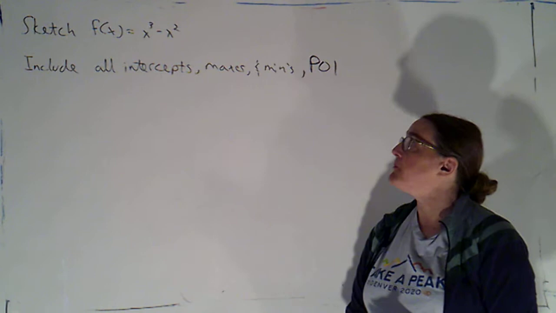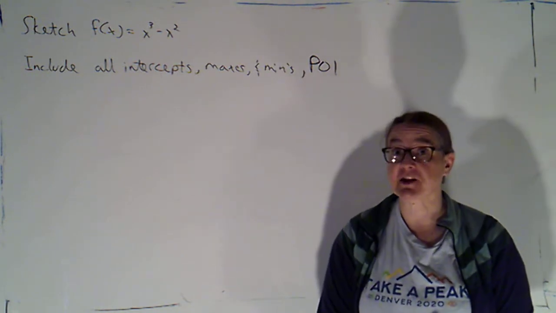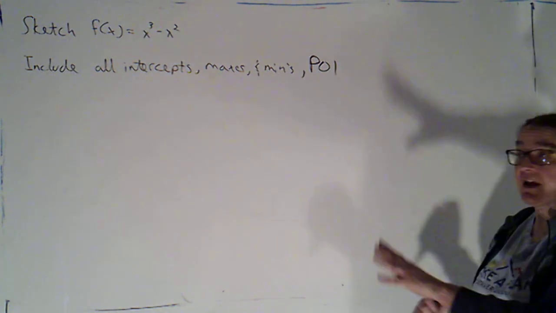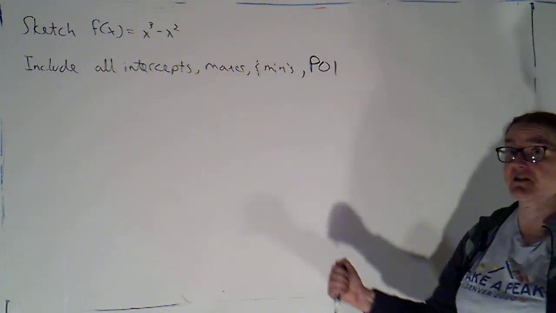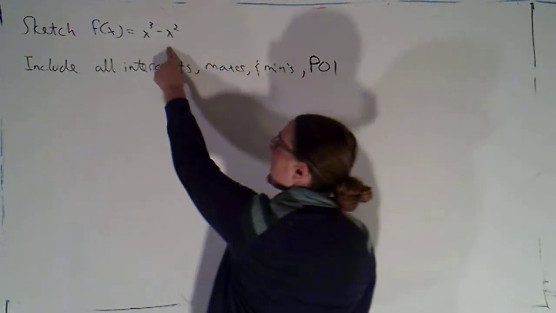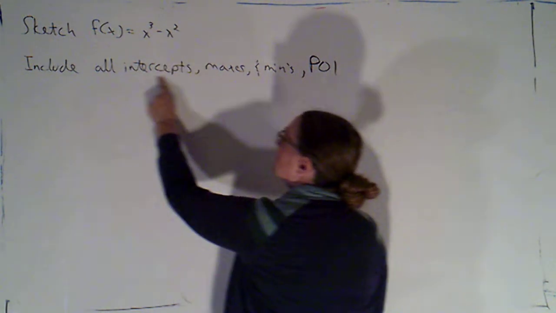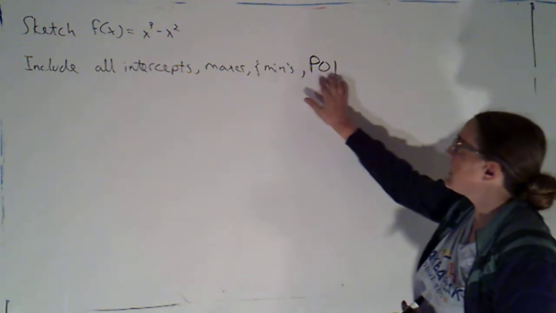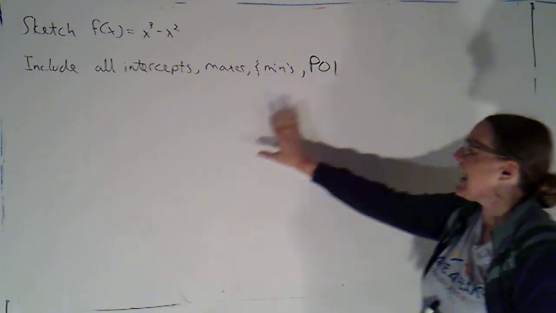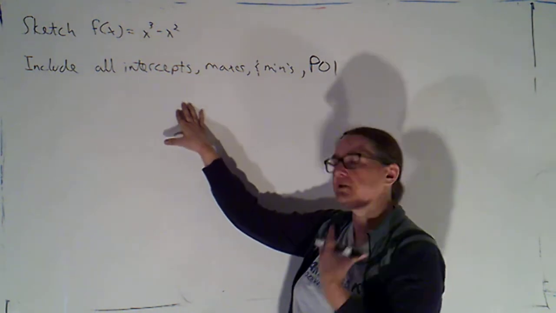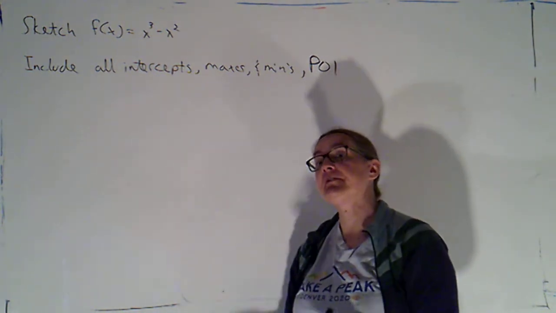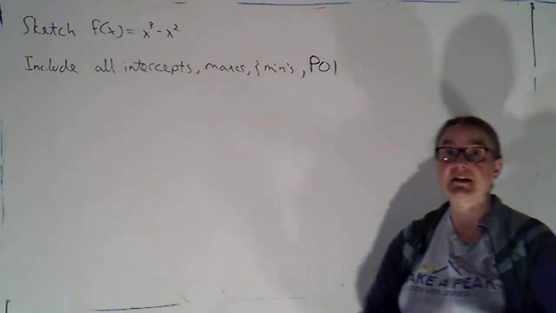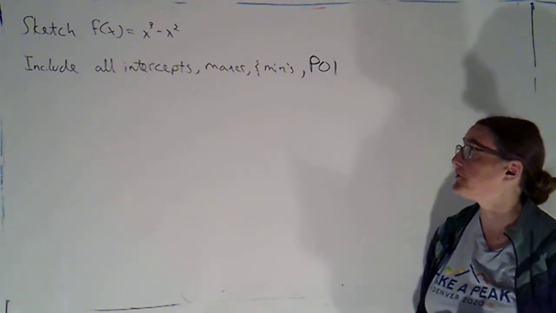I'm just going to caution you, read the directions to see what you're asked for. For some graphs you might be asked for all sorts of things, and for others just some stuff. Here I'm asking us to graph this function, to include all intercepts, so the x and the y intercept, maxes and mins, and points of inflection. I didn't write it out, but we want to make sure our graph is increasing and decreasing on the appropriate intervals, and that it's concave up and concave down on the appropriate intervals as well.